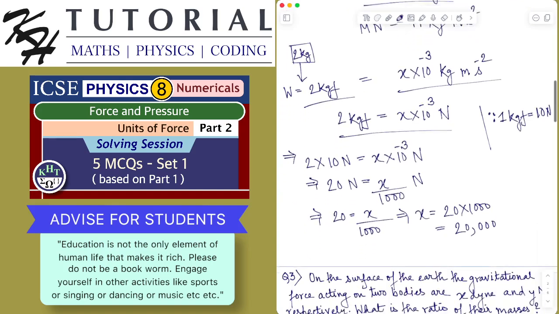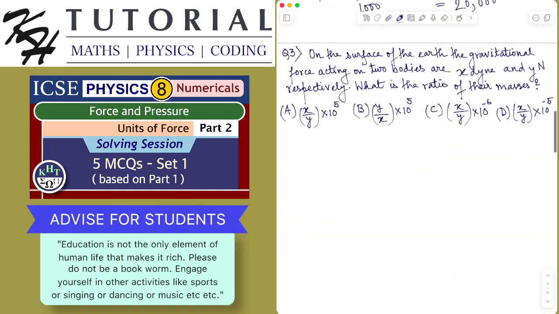Let's see the next problem. On the surface of the earth, the gravitational force acting on two bodies are x dyne and y dyne respectively. What is the ratio of their masses? Okay, let's consider the masses to be in kilogram. You can also consider in gram.